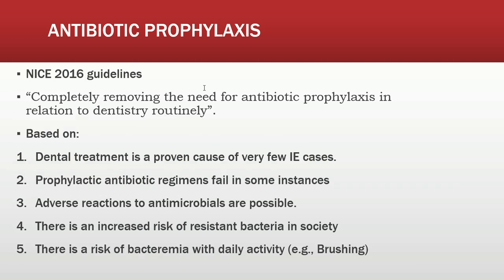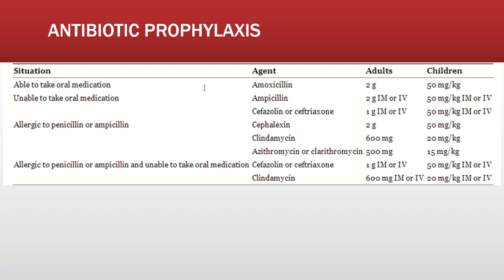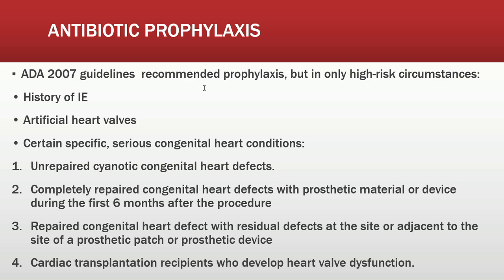Now, in 2016, the NICE guidelines, the British guidelines, removed the need for antibiotic prophylaxis, based on what we said, that anything we do can cause bacteremia. So why should we give prophylactic antibiotics? Sometimes they fail, sometimes we have the risk of allergic reaction, sometimes we have resistant bacteria. They are still in debate, but what's agreed upon is that if the patient has a history of infective endocarditis, artificial heart valves, or these specific serious congenital heart diseases, we need to give them antibiotic prophylaxis.